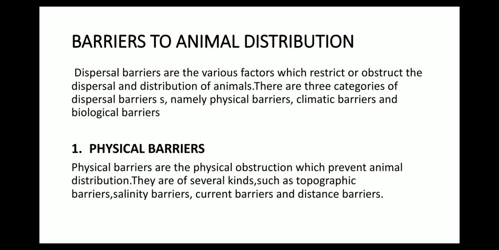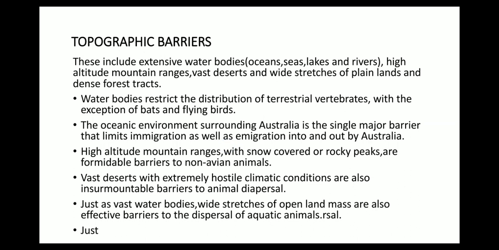First one, physical barriers. Physical barriers are the physical obstructions which prevent animal distribution. There are several kinds such as topographical barriers, salinity barriers, current barriers, depth barriers and distance barriers. Topographical barriers. These include water bodies such as oceans, seas, lakes and rivers, high altitude mountain ranges, vast deserts and wide stretches of plain lands and dense forest tracts.